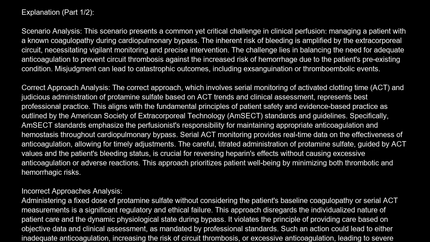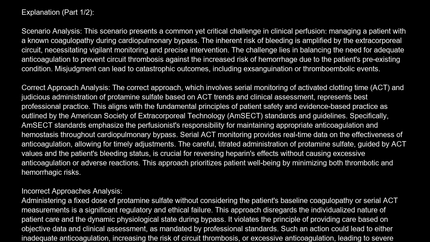Explanation. Scenario analysis. This scenario presents a common yet critical challenge in clinical perfusion: managing a patient with a known coagulopathy during cardiopulmonary bypass. The inherent risk of bleeding is amplified by the extracorporeal circuit, necessitating vigilant monitoring and precise intervention. The challenge lies in balancing the need for adequate anticoagulation to prevent circuit thrombosis against the increased risk of hemorrhage due to the patient's pre-existing condition. Misjudgment can lead to catastrophic outcomes, including exsanguination or thromboembolic events.